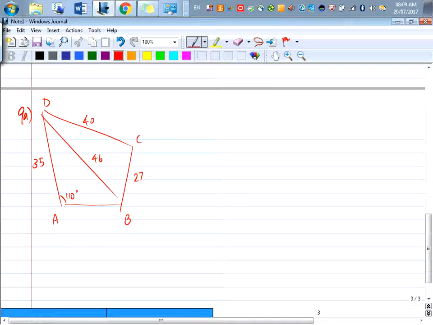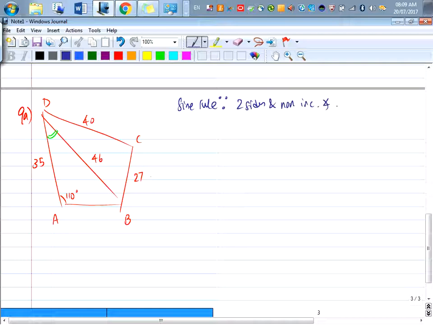Find angle ADB. ADB. Okay, finding this angle. What rule should we use? Devina, what do you say? Sine rule. Why? Because we are given two sides and a non-included angle.